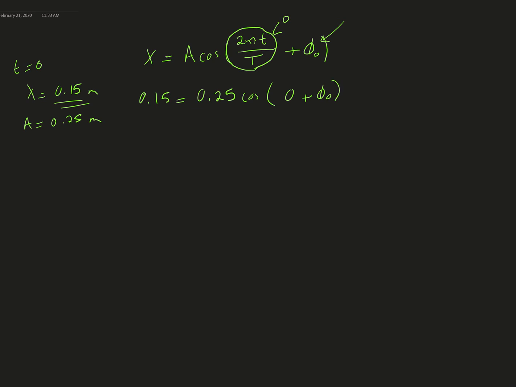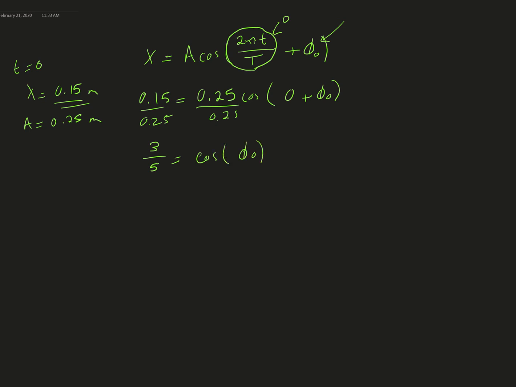So this actually gives me a route to pretty quickly, hopefully, be able to find the phase constant. So I'm going to divide both sides by 0.25, right? And then see what I get from there. I'm going to go ahead and leave this as a fraction, but you could do it obviously as a decimal too. 0.15 over 0.25 is 3 over 5, 3/5, or 0.6, right? And then cosine of our phase constant.